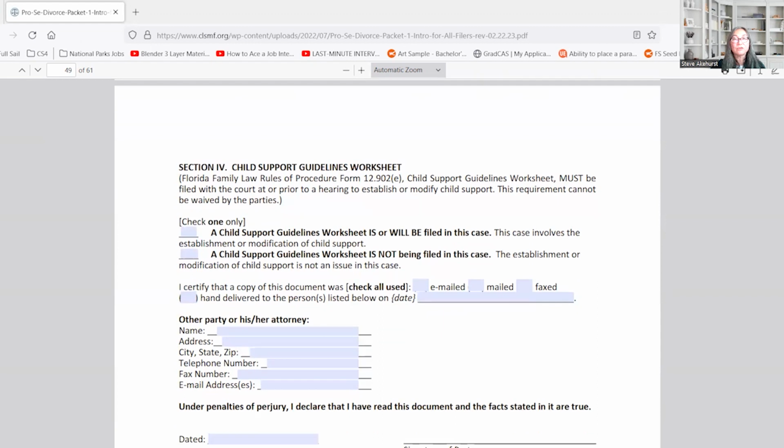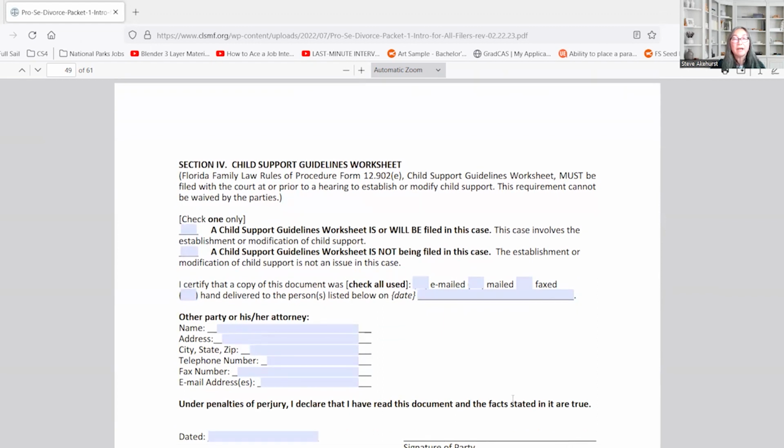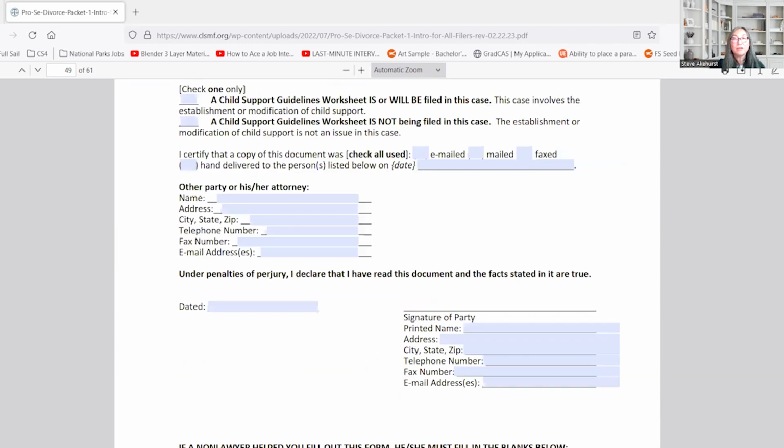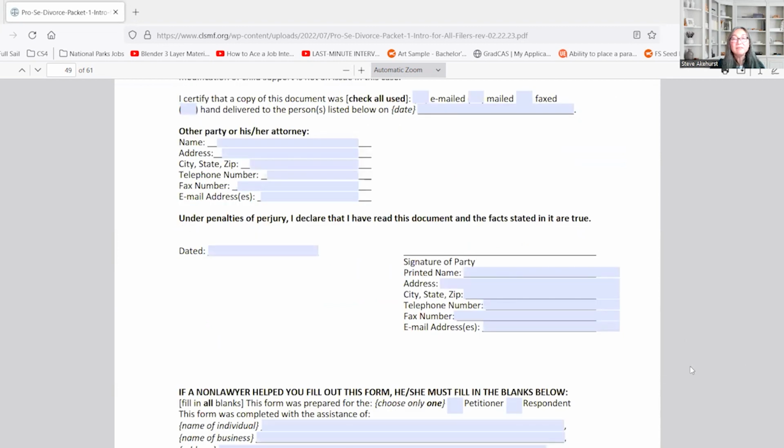All right. Next section is for child support. This is only for people that have minor children under the age of 18, or 19 if they're still in school, and or people with children with disabilities. You have to do a child support guidelines worksheet. If you already have a child support case through a separate court, you don't have to do it, so you will check no. If you don't, and you're asking for child support for the first time through the divorce, you have to check yes. And if you don't have children, you're going to check no. Okay. And this form, you have to sign it and make sure you get it provided to the other party.